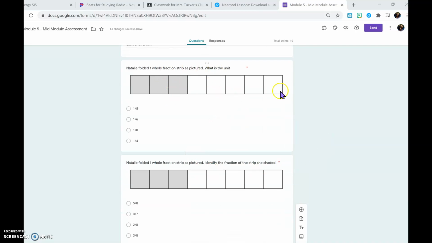The next one says Natalie folded one whole fraction strip as pictured. What is the unit fraction? So think about what a unit fraction is. What is the unit fraction of this figure? They give you a hint with the answers because they all have 1 in the numerator.